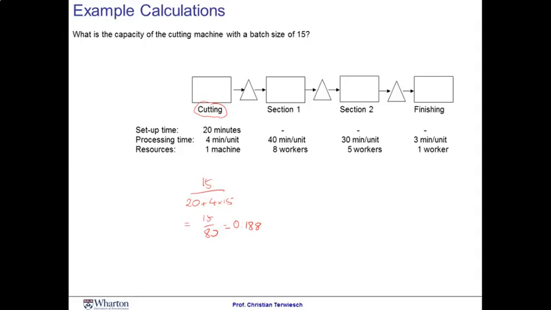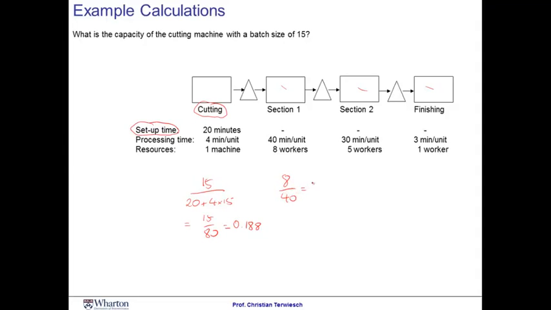Notice that the cutting step is the only resource here in the process that requires a setup time. For this reason, the fact that this is a batch operation is not relevant when we calculate the various capacity levels at the assembly steps over here, and then finally at finishing. Here we calculate the capacity just as we did in the cases before. We define capacity as the number of workers divided by the processing time.